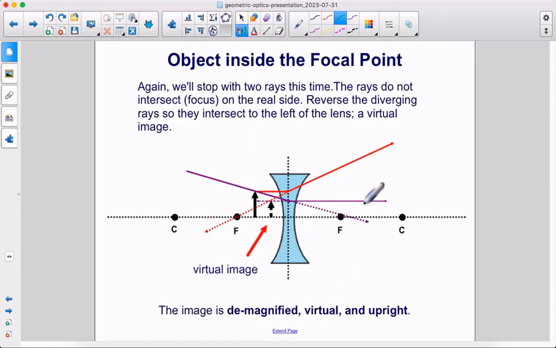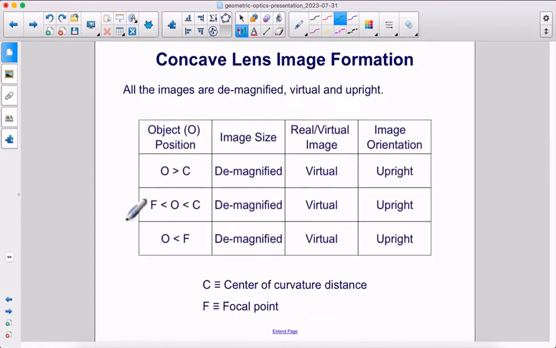And once again, we do not get a real image. These diverging rays do not converge on the real side. But if you dash back the diverging rays, you get an image, a virtual image. The image is demagnified, virtual, and upright, although you can see that the image is larger than when the object was farther away. All the images are demagnified, virtual, and upright. Once again, you don't have to memorize tables of information like this. You just need to know how to draw a ray diagram.